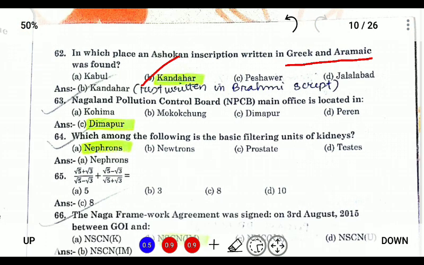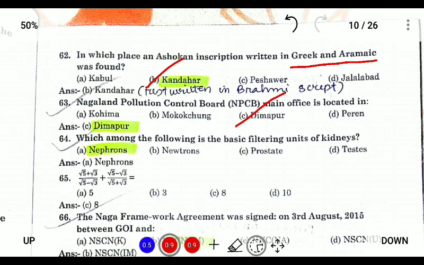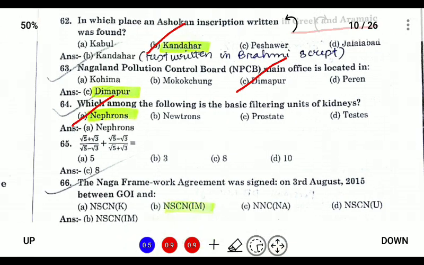Nagaland Pollution Control Board main office is located in Dimapur. Which among the following is the basic filtering unit of the kidney? So nephron is the basic unit.